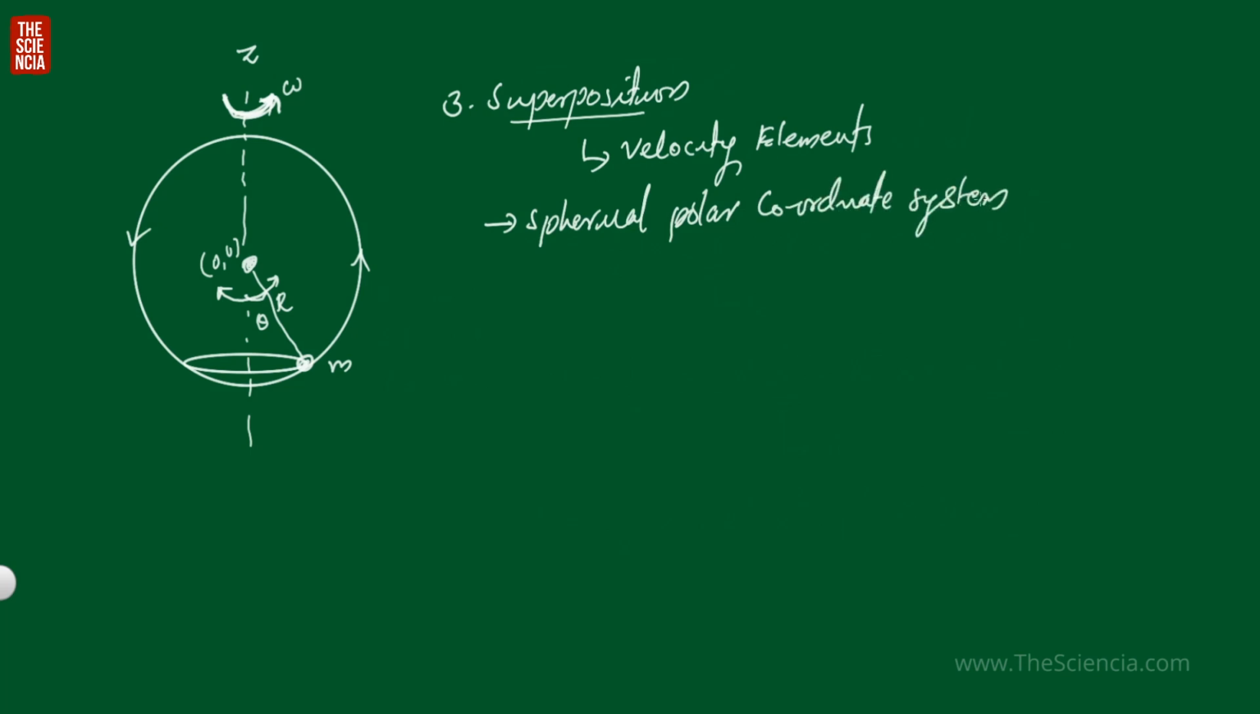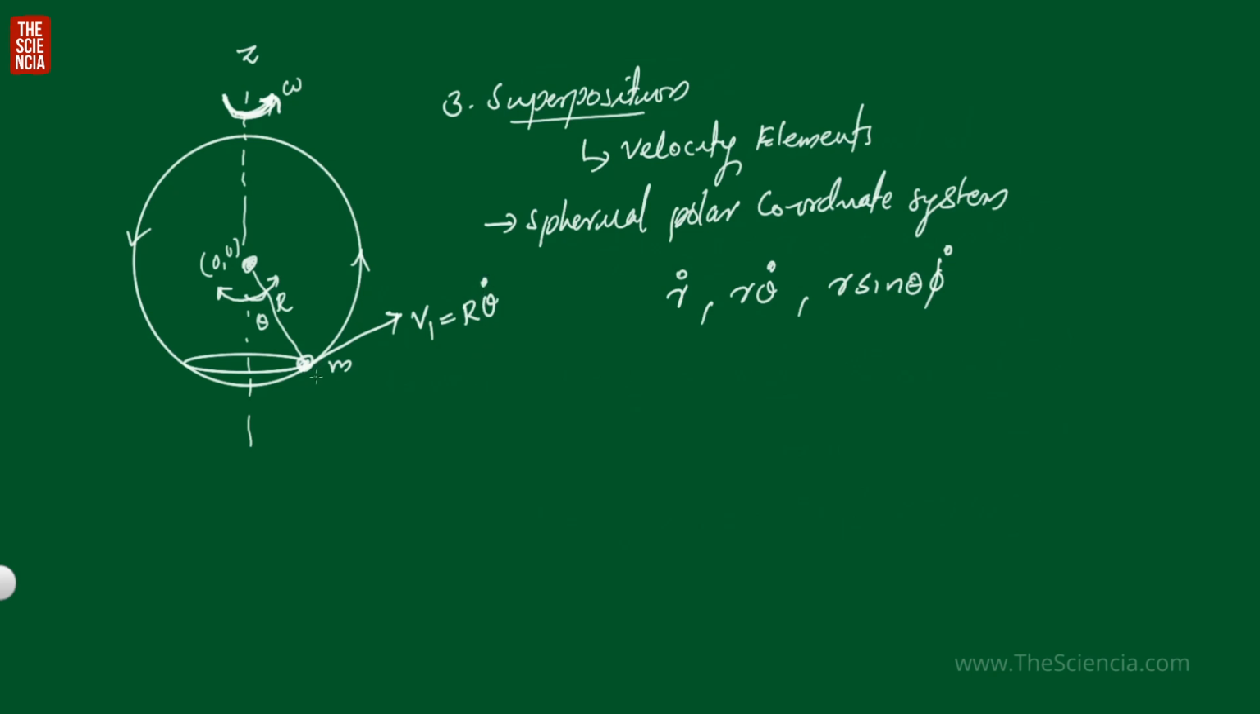Or we can say the problem has certain spherical symmetry, so it is better to use the spherical polar coordinate system. In the spherical polar coordinate system, the velocity elements are r dot, r theta dot, and r sine theta phi dot. Now we have to check what the velocities are. Here, if it is rotating in this direction, then there will be a velocity v1, and it will be equal to r theta dot.